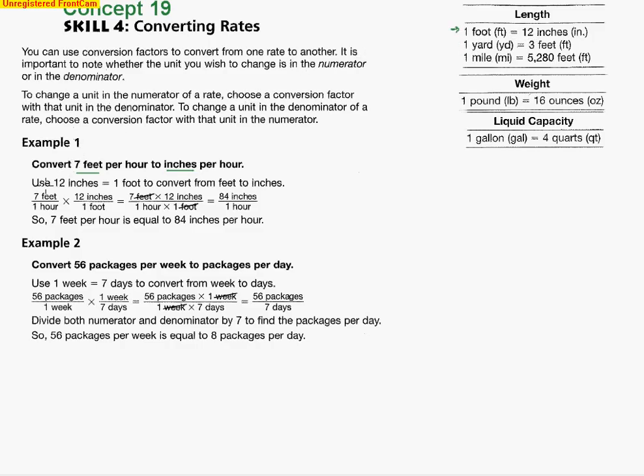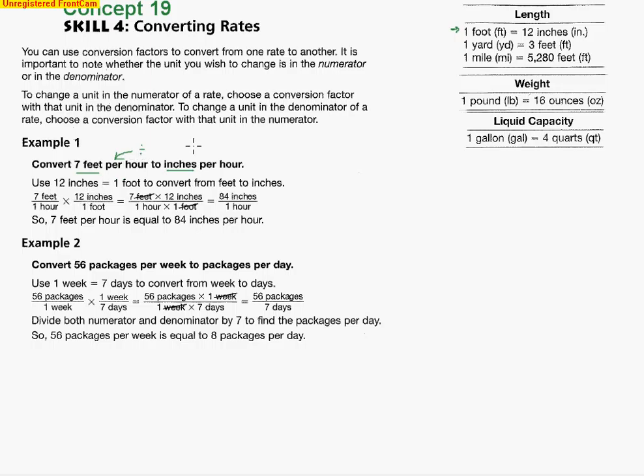Now notice what they did. They started by writing this as a ratio, 7 feet per hour. We wrote 7 feet, and then the per represents the division sign, and that's where we get the fraction bar from. Then we write that as a fraction, and we're keeping the hours the same, but what's changing is the unit of length. So we're going from feet to inches.